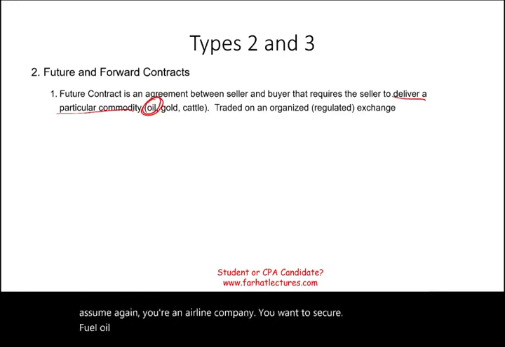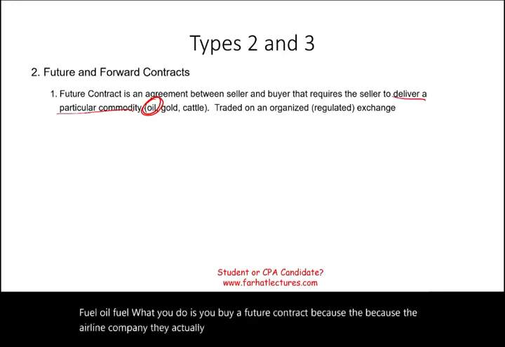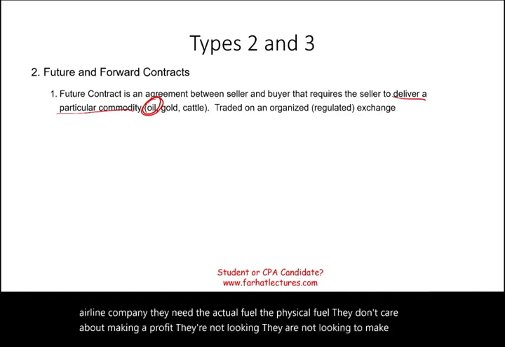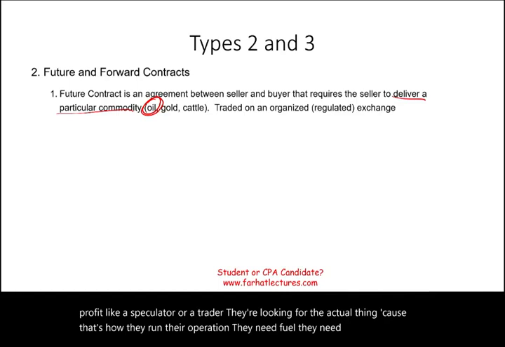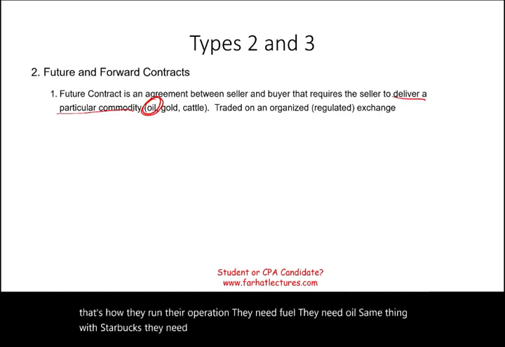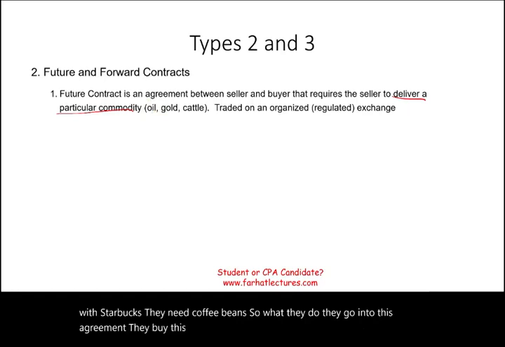What you do is you buy a future contract because the airline company actually needs the physical fuel. They don't care about making a profit. They are not looking to make a quick profit like a speculator or a trader. They're looking for the actual thing because that's how they run their operation. They need fuel. They need oil. Same thing with Starbucks. They need coffee beans. So they go into this agreement. They buy this future contract, usually from a producer that will sell them the product.